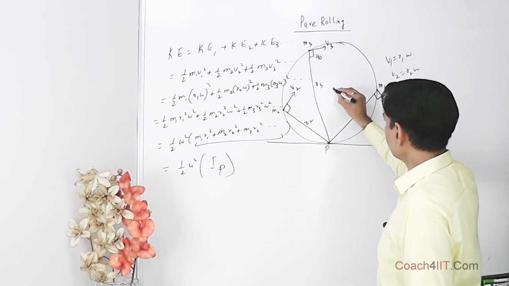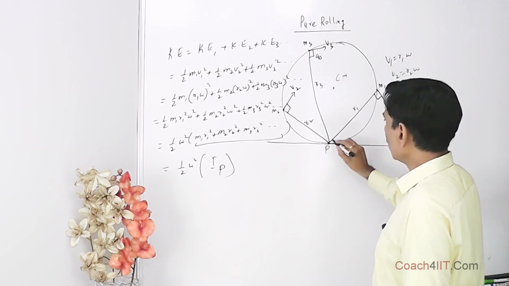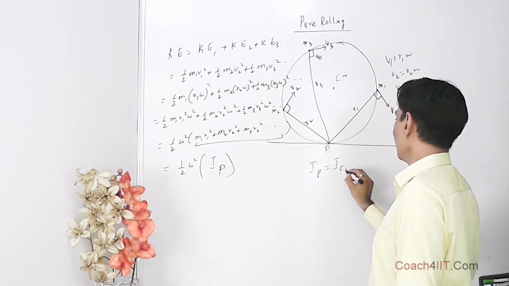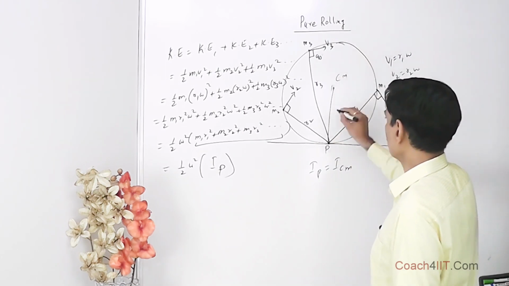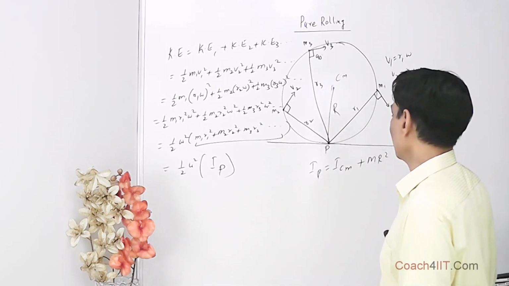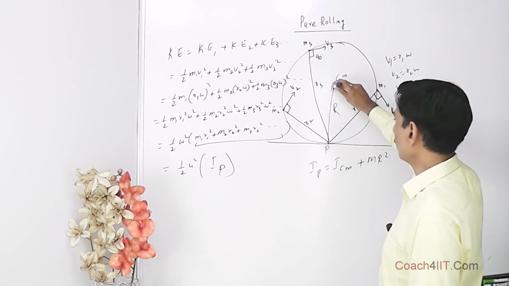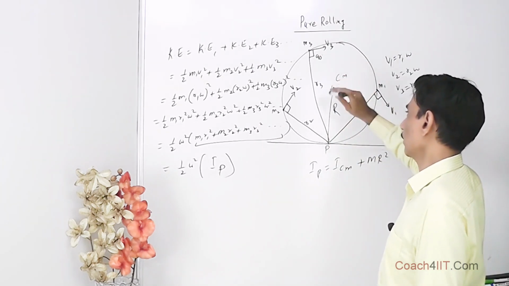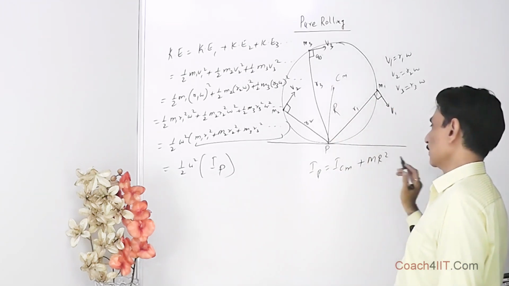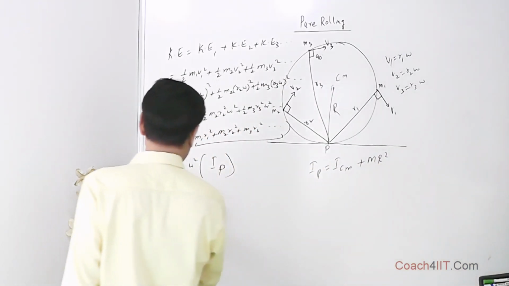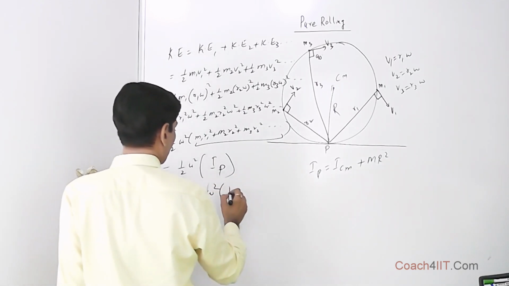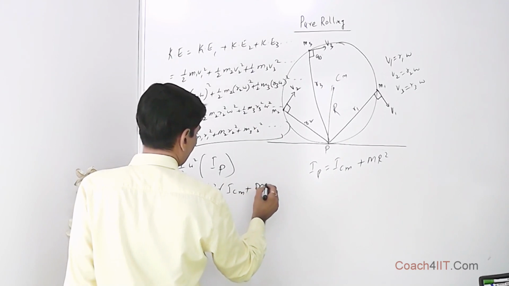But we know that this point is the center of mass, so we can use the parallel axis theorem. IP is equal to ICM plus mR square, if the radius of the body is R. The parallel axis theorem says that the moment of inertia about this axis is equal to the moment of inertia about the line passing through the center of mass plus m into this distance square. This distance is R only. So IP is equal to ICM plus mR square. Let's put it over here. So this comes out to be half omega square, IP being ICM plus mR square.